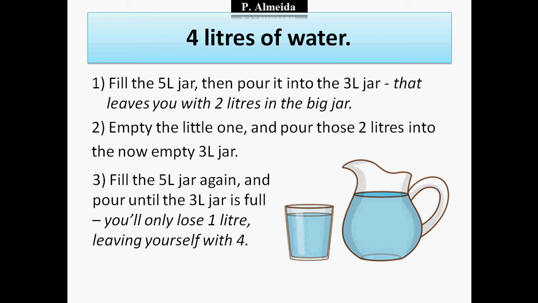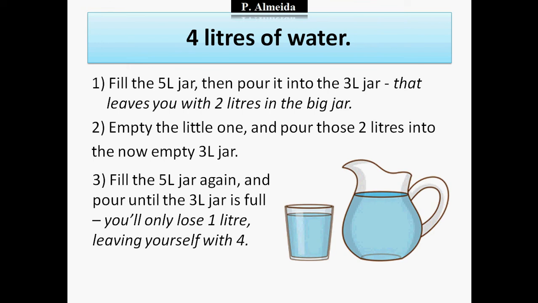So you fill the 5 liters jar and then you pour it into the 3 liters jar. Okay, now in the big jar, you get 2 liters, and in the small one, you get 3 liters. Now you empty the small one, you get rid of those 3 liters, and then you have 2 liters in the 5 liters jar, and you pour them into the small one. Okay, you pour 2 out of 3, so it gets filled 2/3 of the way.